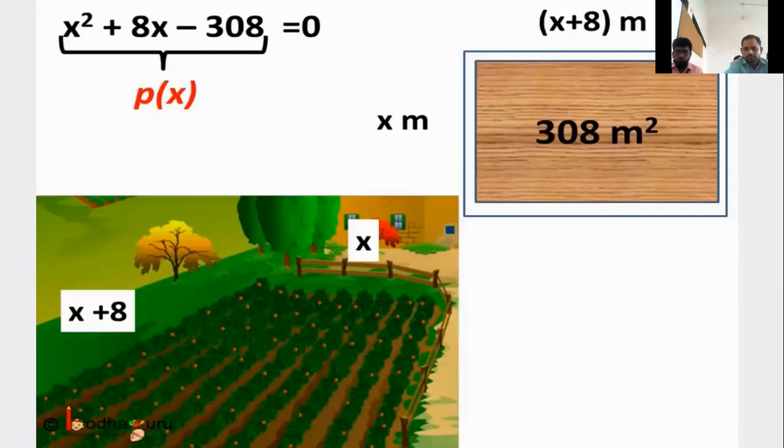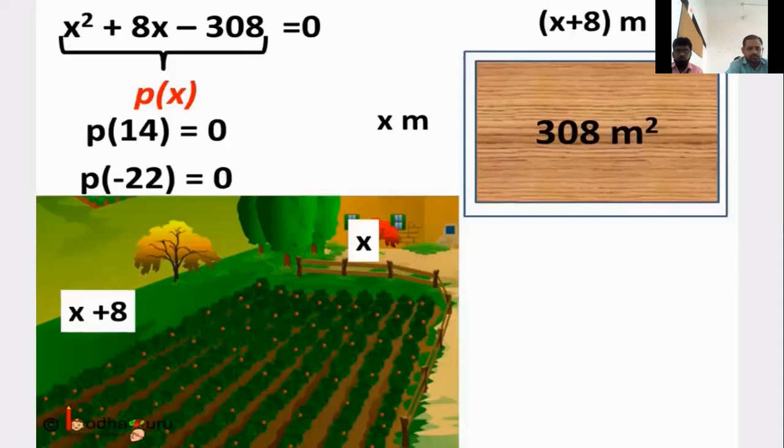We learnt in our earlier videos that root of p(x) will be the solution of p(x) equal to 0. So as a quadratic polynomial can have up to 2 roots, a quadratic equation can have up to 2 solutions. Like in this example, when x equal to 14, x square plus 8x minus 308 is equal to 0. Means it satisfies the equation, as the equation is in p(x) equal to 0 form.